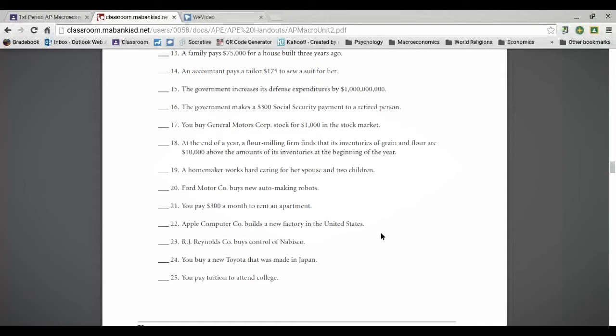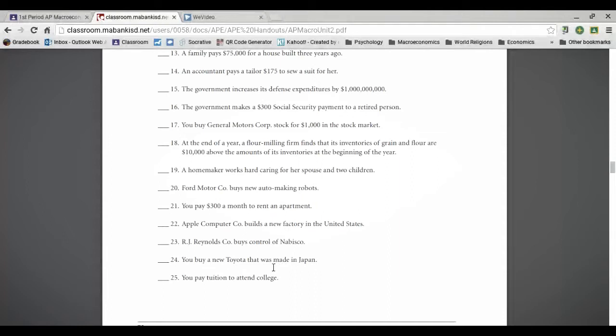When RJ Rental Company buys control in Nabisco, I don't know if you're aware of that, but when a company buys another company, they are buying all of its stock. That's how they purchase that company. So it's kind of similar to number 17, the stock market. And so that's not counted towards GDP. But when you buy a new Toyota that was made in Japan, that's a net export. So you could write either XN or NX for number 24.